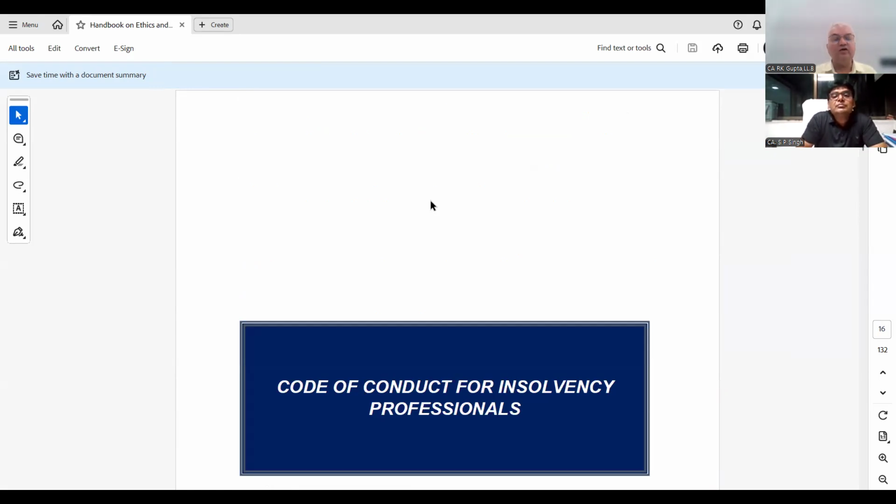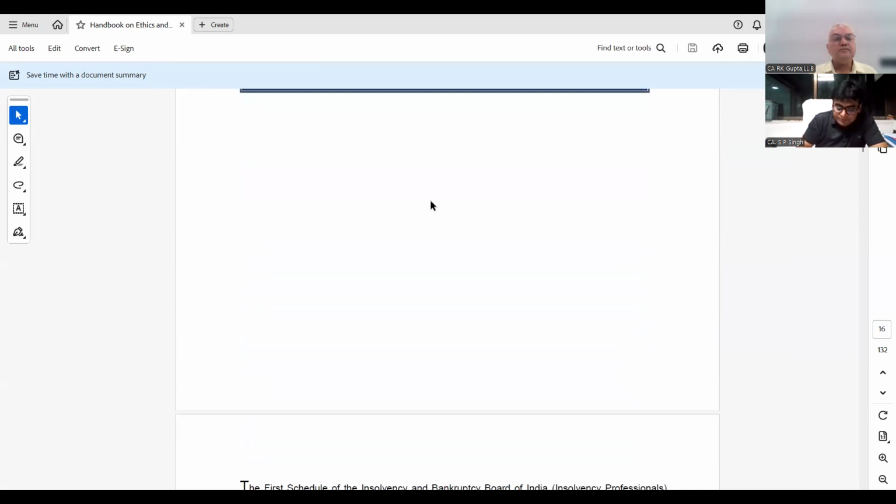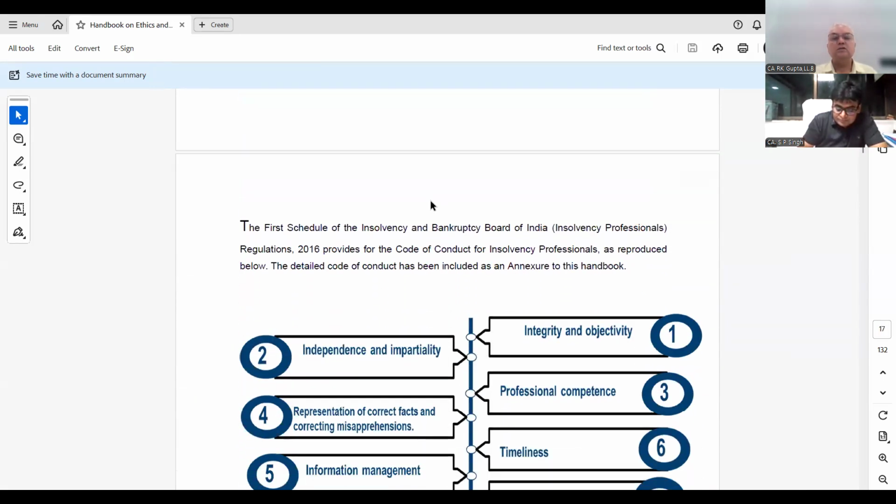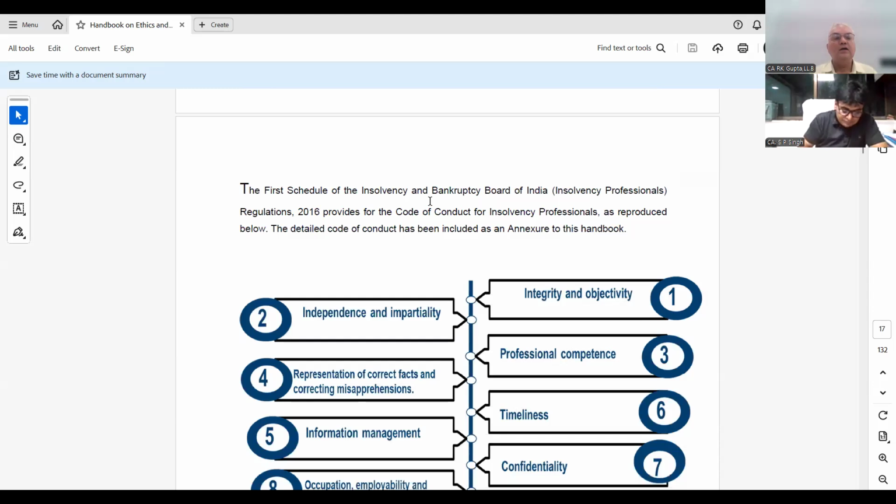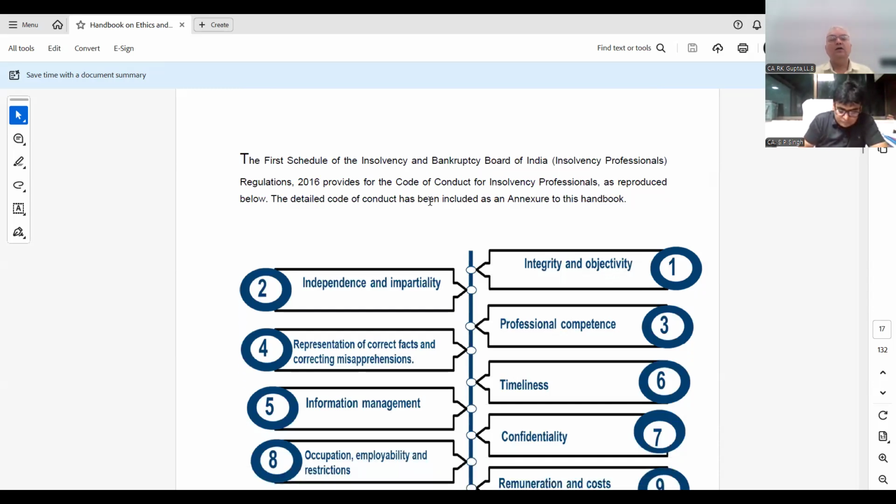So, code of conduct for insolvency professionals. Sir, is it by way of any rules or regulations or just a model code of conduct? No. There are regulations actually. It is given in the insolvency professional regulations. If you go to the insolvency professional regulations, there a schedule is there, the first schedule, code of conduct. So we can go directly there also, but coverage is more or less the same. We'll go to that also.